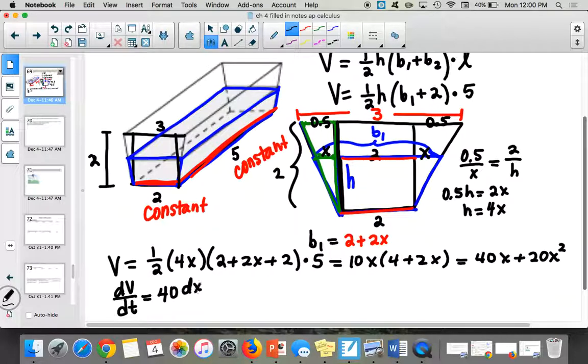Okay, so the question is, what do we want to find in the problem? We want to find how fast the water level is rising. So if you notice that, you could replace your x's with h's now. You could be like, oh, well, I didn't want x, I wanted h. So h is the same as 4x, so x would be replaced with h over 4, right? So you could do that.